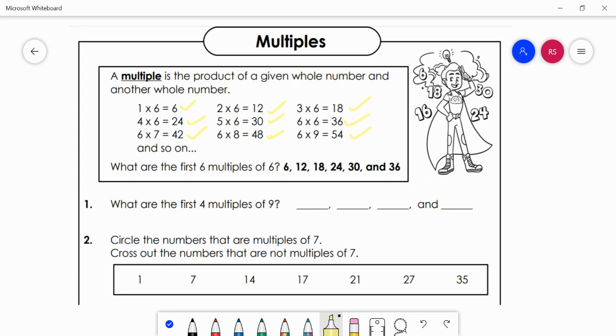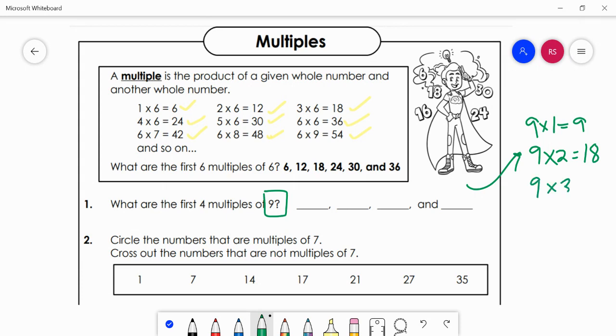So for number 1, what are the first 4 multiples of the number 9? So let's think about this. I'm going to come over here, and let's multiply 9 times 1, which is 9. Now we'll do 9 times 2, which is 18. 9 times 3, 27. And 9 times 4, 36. Now these are the first 4 multiples of 9. I could keep going, but they just asked for the first 4.